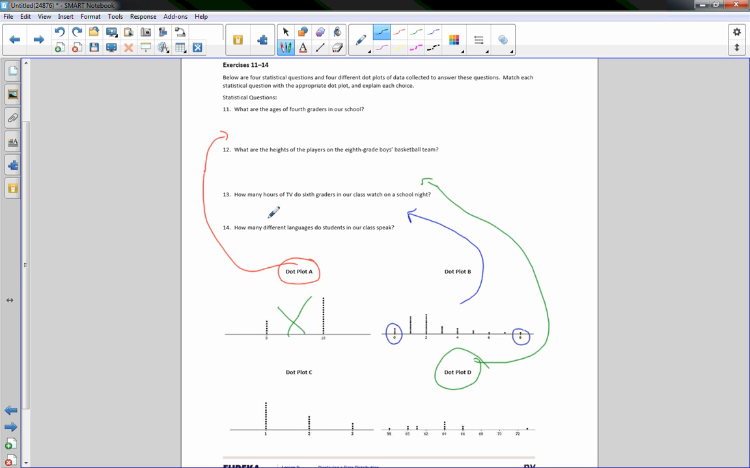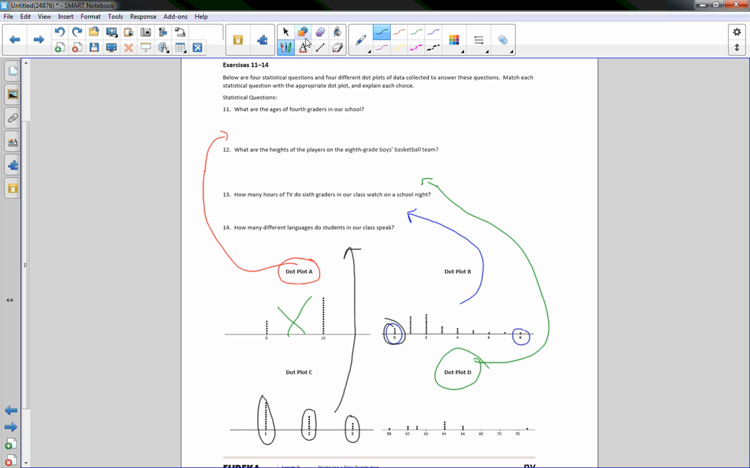And then finally, how many different languages do students in our class speak? Well, it wouldn't make sense that there were 0 because then you wouldn't speak any languages. You wouldn't be in the 4th grade. You would have to be somewhere else. Most people only speak 1 language in the United States, so there's a 1. But then you get outside of the United States and you start talking about people who speak English plus the language of their country. English is very common, but not always the second language. And oftentimes you can have students with 3 languages. So that would be the answer to number 14.